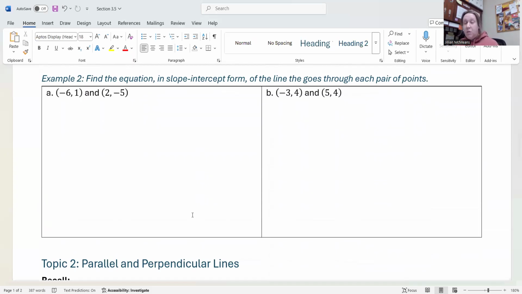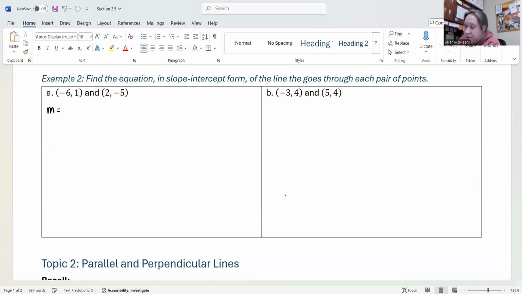Example 2 says, find the equation in slope-intercept form of the line that goes through each pair of points. Well, we have an excess of points, but we don't have a slope. But the good news is, as long as we have 2 points on a line, we can easily find the slope. So in a situation like this, we have to start by finding the slope, and then we take that slope and we pick one of the 2 points. It doesn't matter which one, and we can use that with the point-slope formula to get the equation.